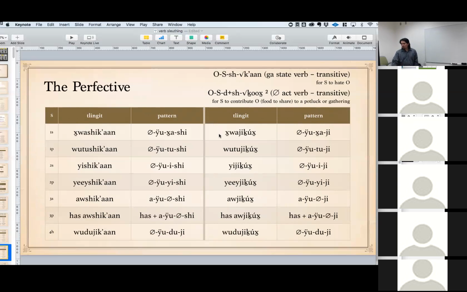Khwajakuch. Wutujakuch. Yijakuch. Yijakuch. Aujakuch. Has aujakuch. Wudujakuch.